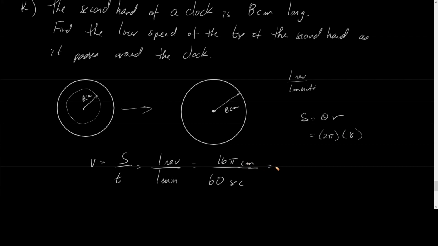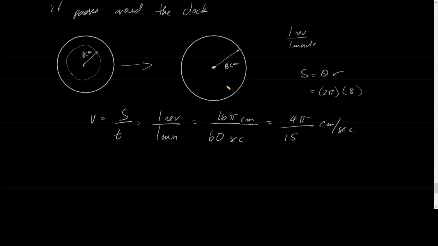Reducing this, 16 is divisible by 4, giving us 4 pi, and 60 is divisible by 4, giving us 15. So we have 4 pi over 15 centimeters per second. That's how fast this is moving along the clock. If you plug this into the calculator, it's approximately 0.838 centimeters per second. So as this is moving each second, it's moving almost 1 full centimeter.